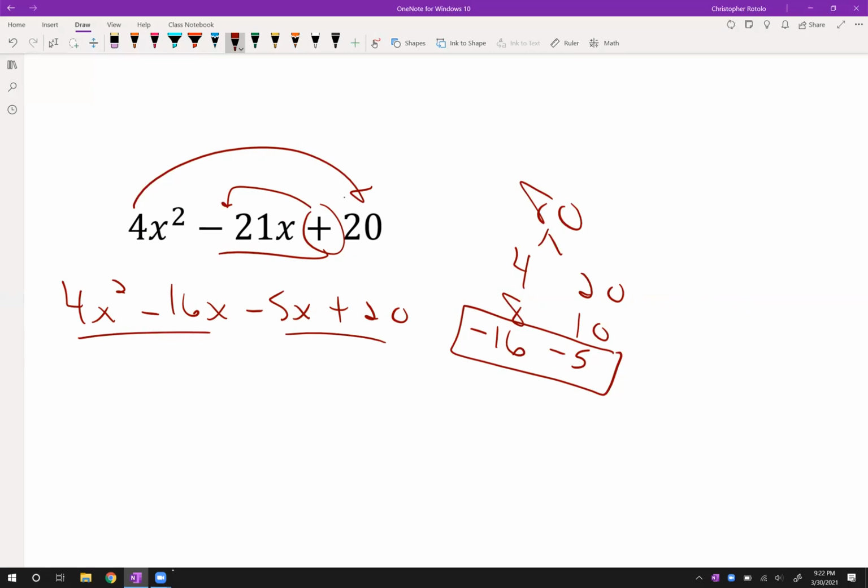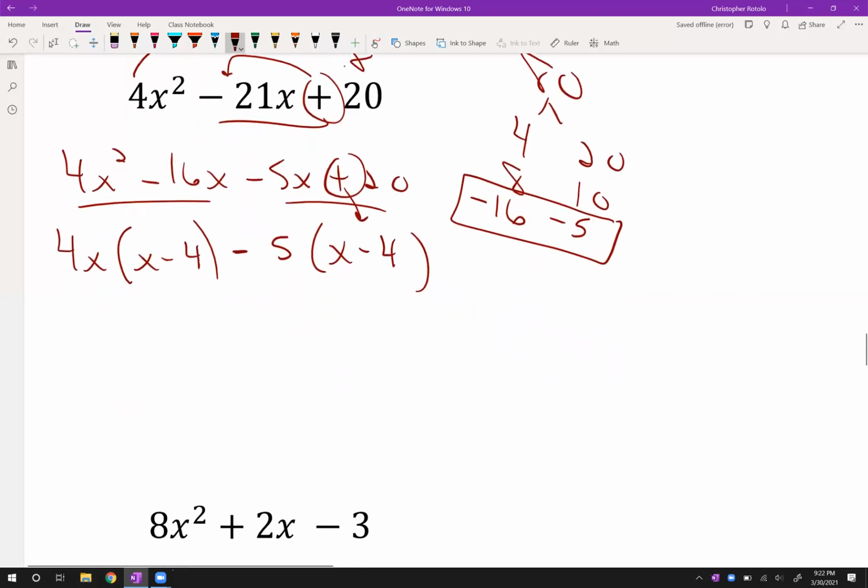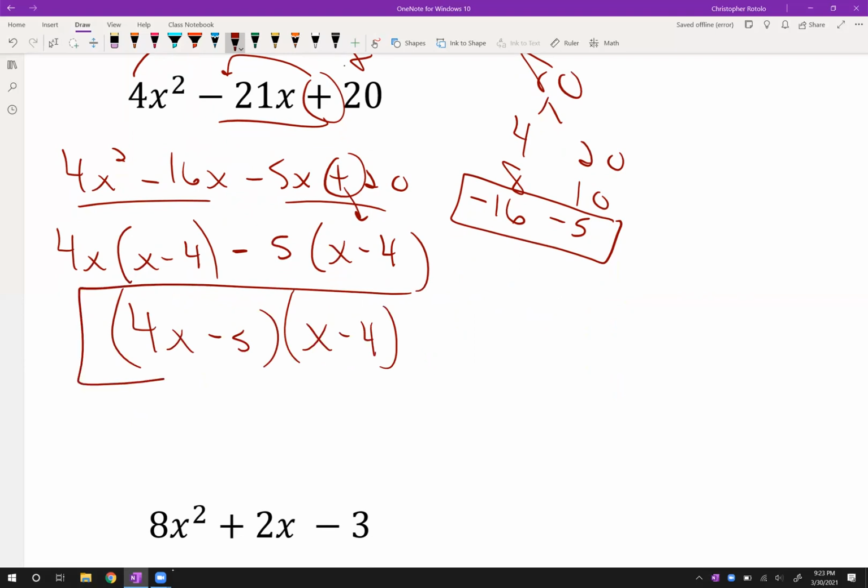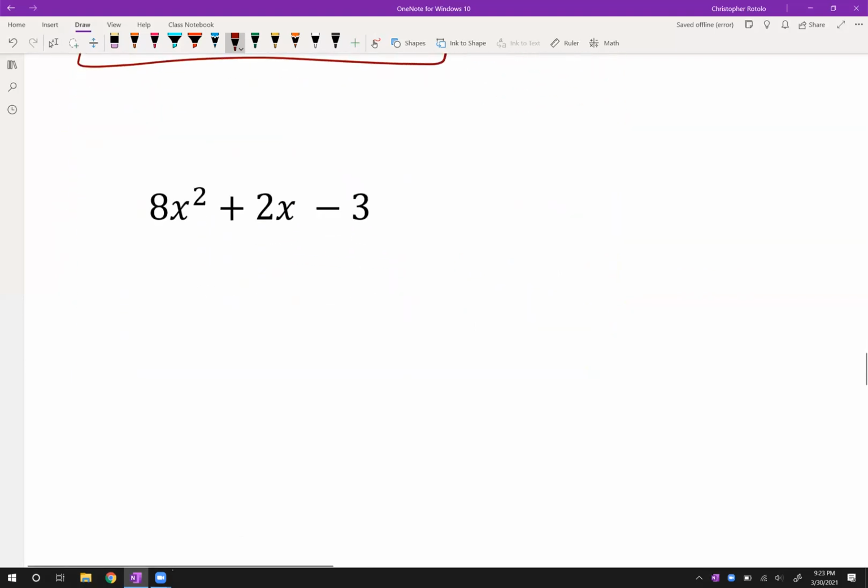All right, 4x squared and 16x, they're both divisible by 4, and they both have an x. So I need x minus 4, leave a little space. I need x minus 4, emphasize the minus again here. So I'm going to take out a negative, and 5 divided by 1 is 5. 20 divided by 4 is 5. So I believe we're up to our answer here: 4x minus 5 times x minus 4, as we finish that factor by grouping. All right, that's not too bad.